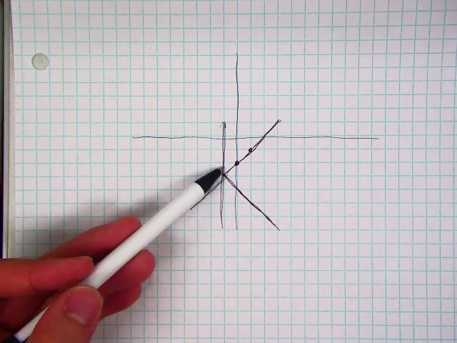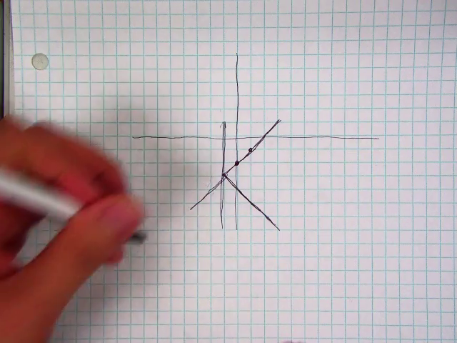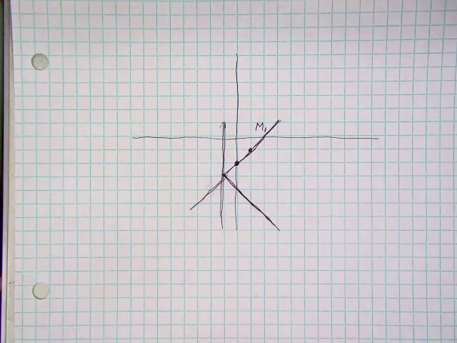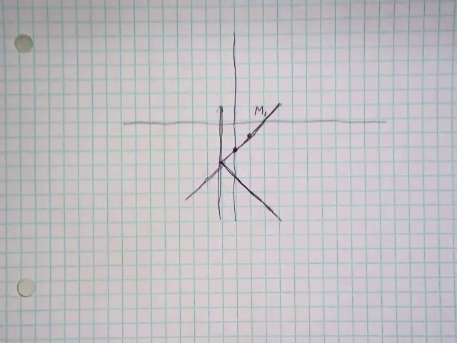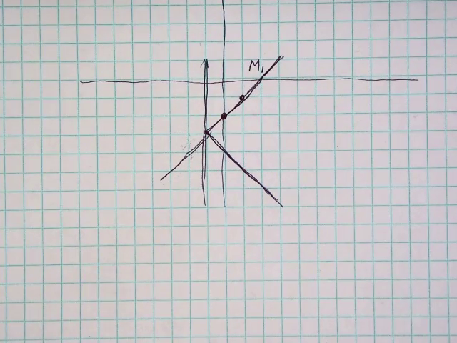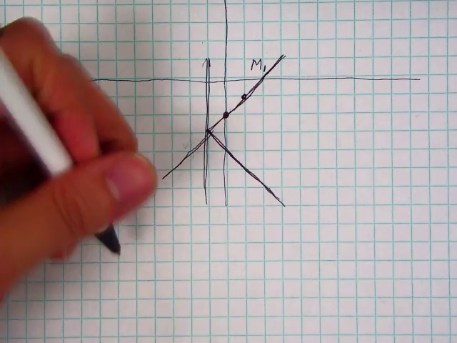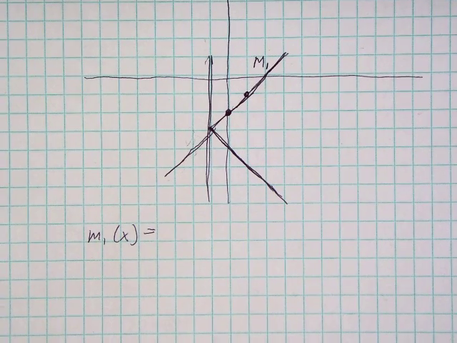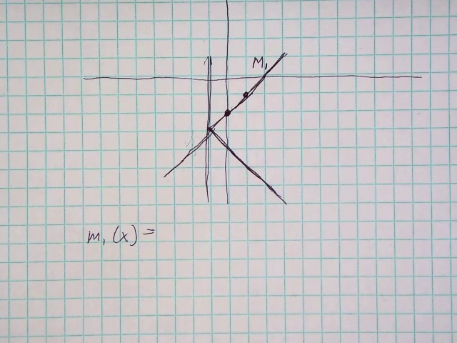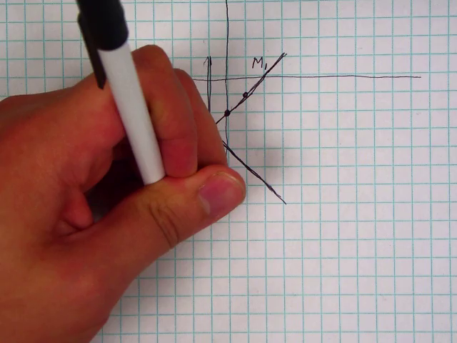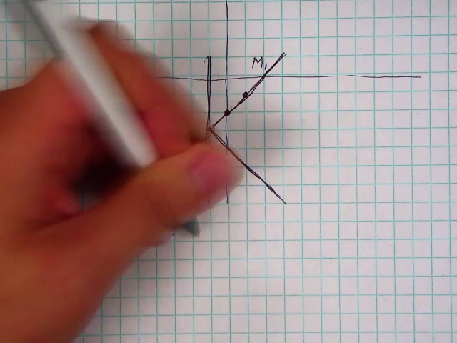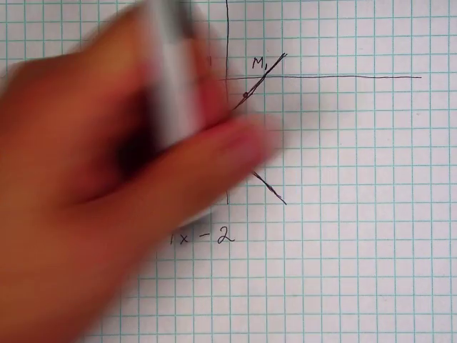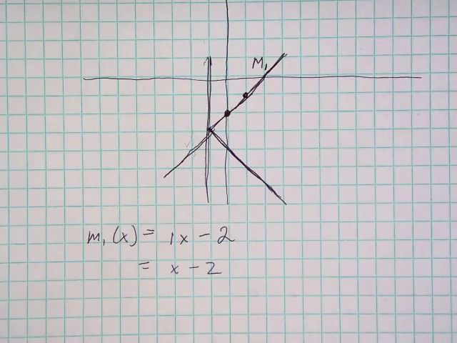Since this is a slope of 1 and a y-intercept of -2, let's call this one M1. So my function name is M sub 1 of x. That equals, again the slope was 1 and the y-intercept was -2, so the function equals 1x minus 2. Again, I don't need that 1, so it's just x minus 2.